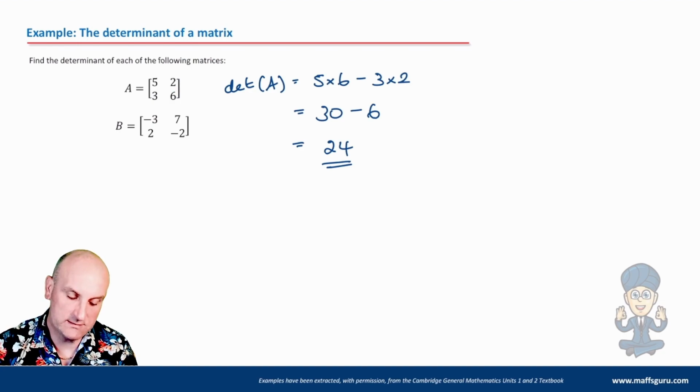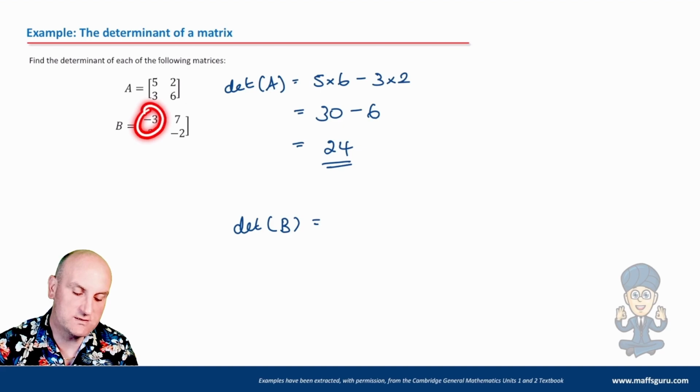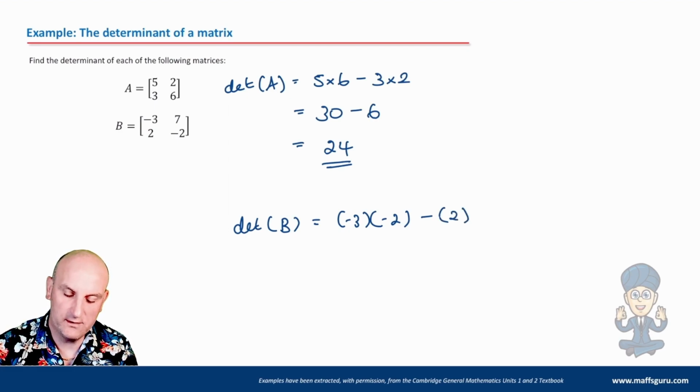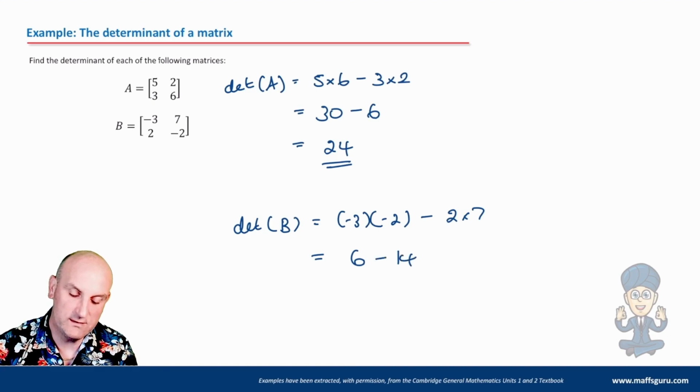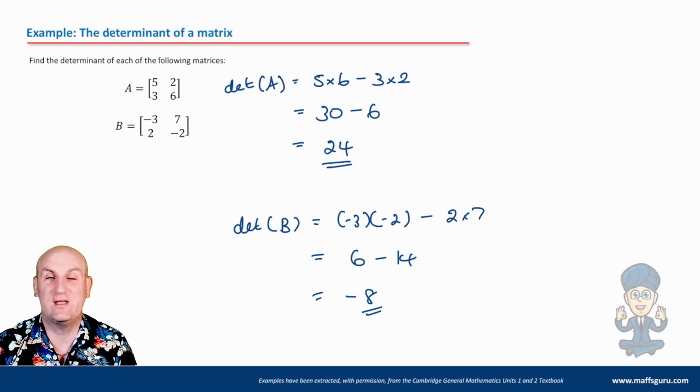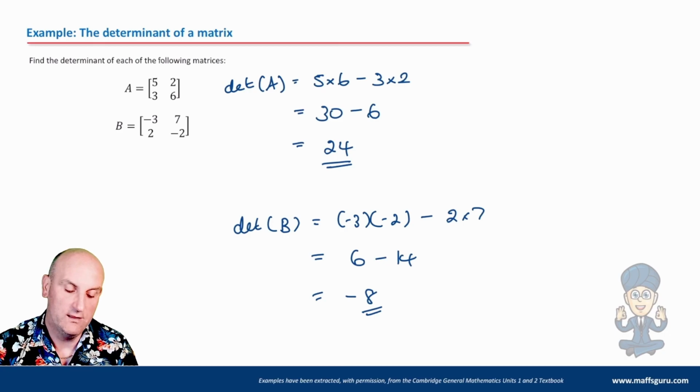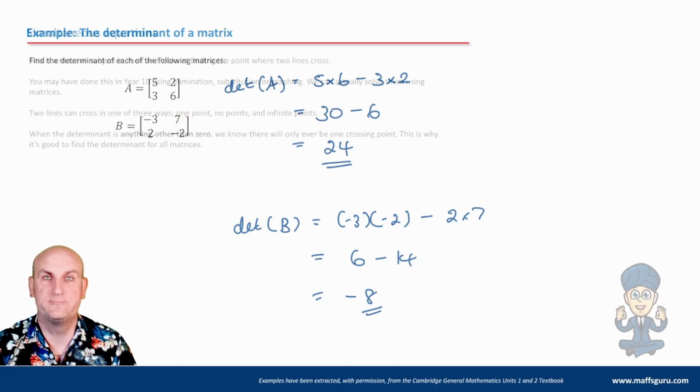Let's have a look at the next one. So the determinant of B gives me minus 3 times minus 2, and we're going to subtract from that 2 times 7. So minus 3 times minus 2 is 6. 2 times 7 is 14. 6 minus 14 is going to give me negative 8. Again, I don't care whether it's positive or negative or whatever else. Because that isn't 0, that will also have an inverse.